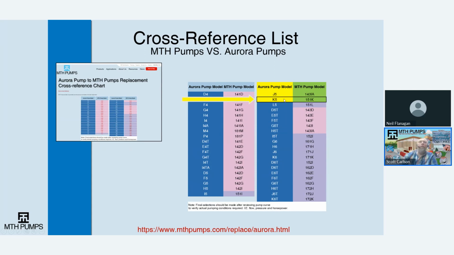The founder of our company, Dave Tremaine, actually worked at Aurora Pumps and broke off from Aurora Pumps to create MTH pumps. So he modeled a lot of our pumps off of Aurora Pumps. So that's why you'll see almost all the letters match up. G6 for a 161G and H6 for a 171H, so on and so forth.